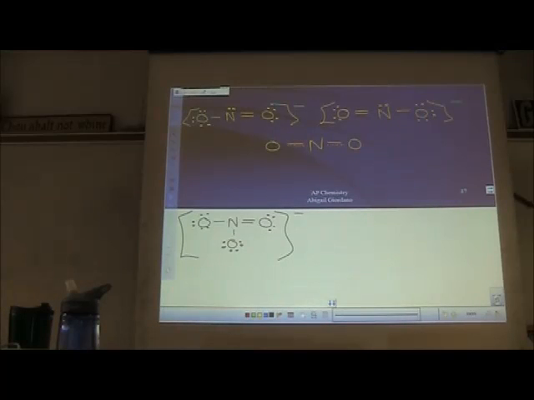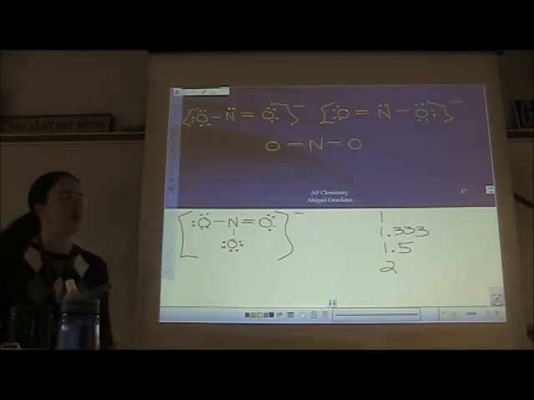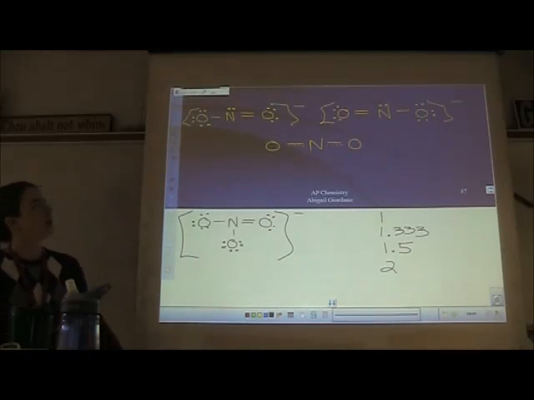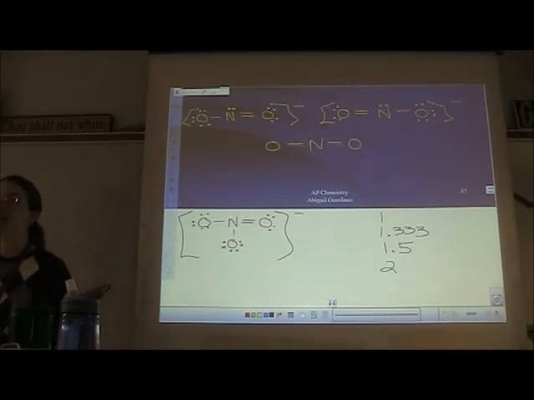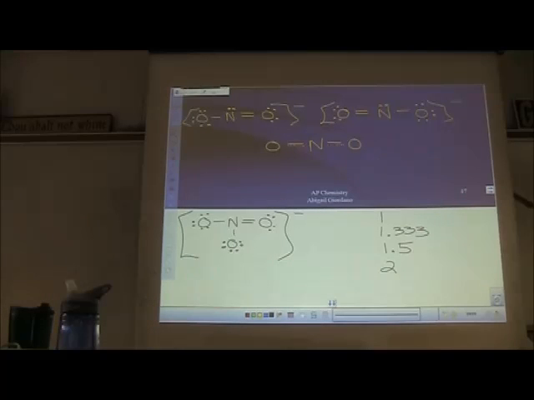Okay, now think about it. Single bond, bond and a third. This one was like a bond and a half, double bond. Okay, here's a question that I have seen before. Nitrite versus nitrate. Which one has the longer average bond length?